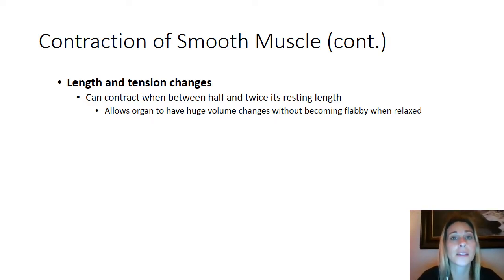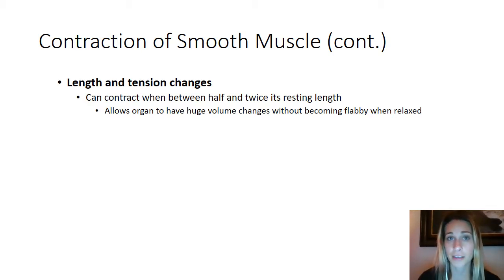So length as well as tension can be modulated, depending on where the organ is, what its function is, and how the smooth muscle is arranged. For example, it can contract and relax, even relaxing to almost a huge amount of its original resting length. What that means for you is it allows you to store large volumes. So when you eat that burrito and then have a slice of pie, for example, it allows your stomach to stretch out a little bit to accommodate.